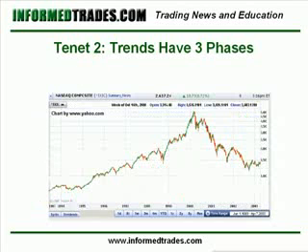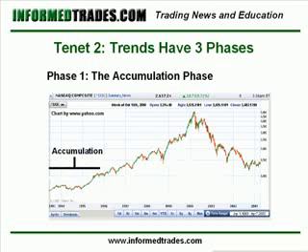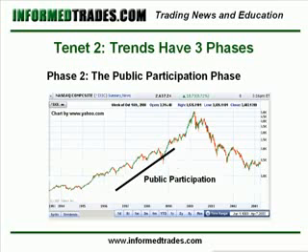Tenet 2 is that trends have three phases, and probably the best example of this is a longer-term chart of the NASDAQ, showing the run-up into 2000. You can see the accumulation phase here, which is the first phase, when the expert traders, so to speak, are actively taking positions against the majority of traders. Then the next phase is the public participation phase, where the public at large catches on to what the experts know and begins trading in the same direction. A lot of times you see a pretty rapid price increase during this time.